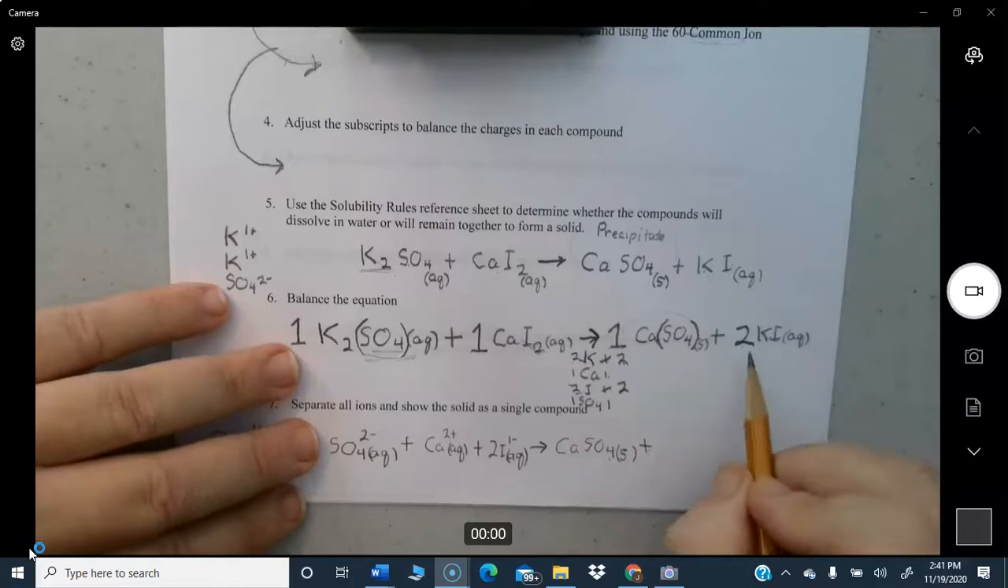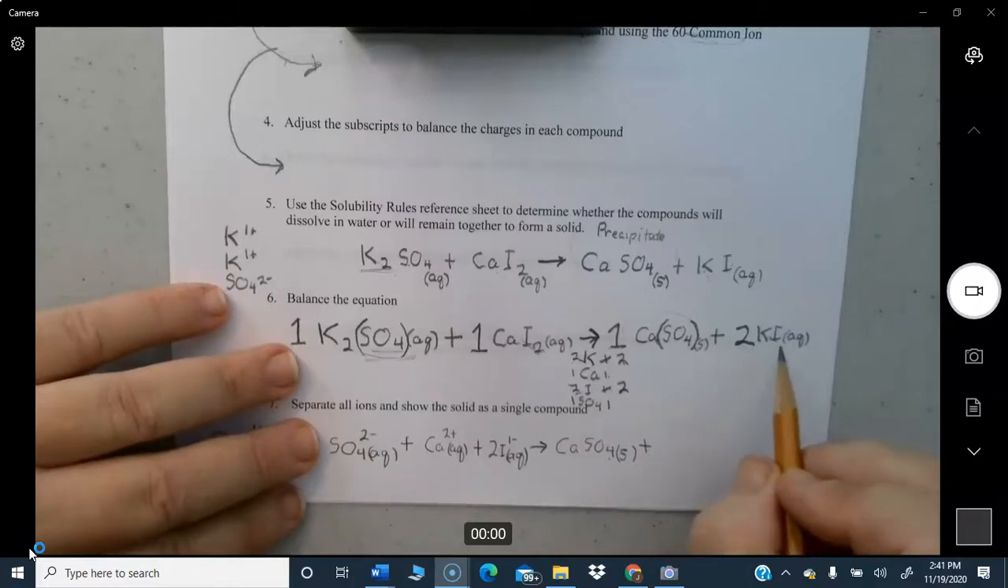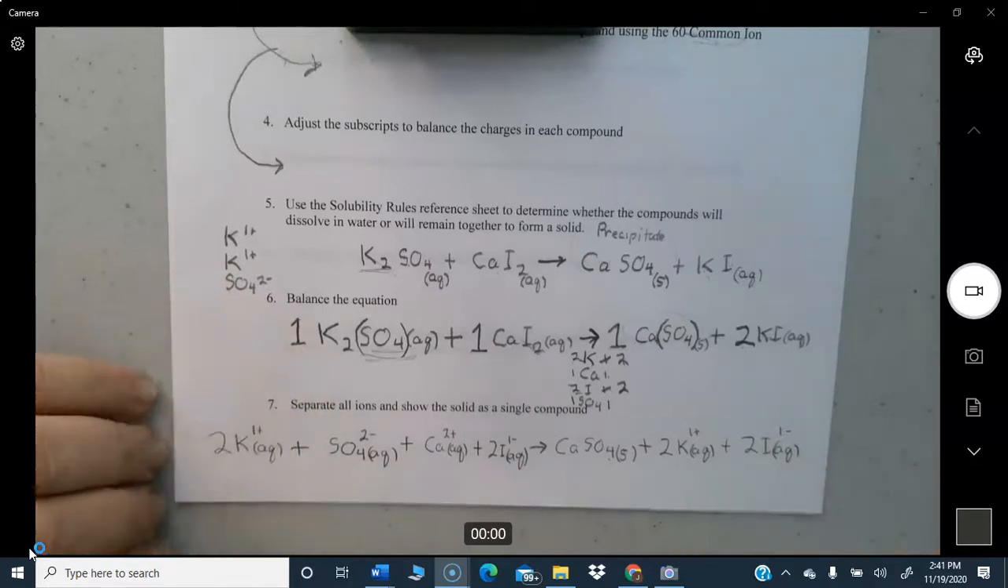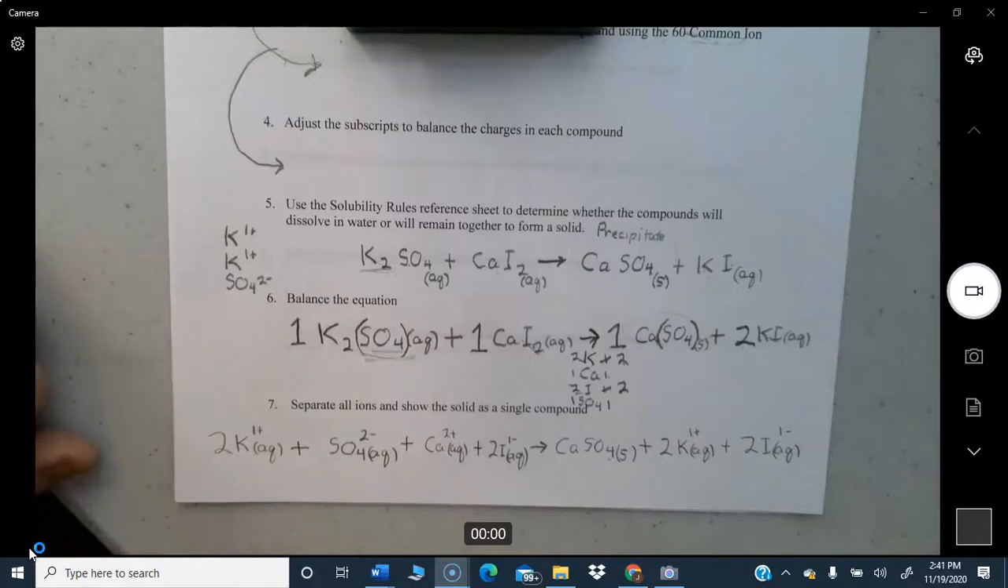Plus, now we're down here where we balance this 2KI. So now we have 2K, 1+, that's aqueous. They're not really put together. And plus 2I, 1-, and that's aqueous. See, I wasn't kidding. That took the entire width of the page to write that.